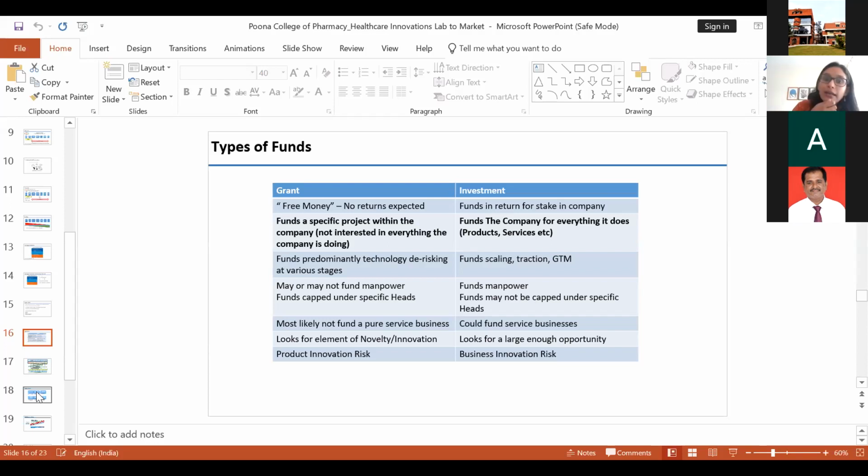But if you look at investments which come in slightly later in the course of your journey, which is for selling the product in the market, go-to-market strategies to show that the product works in the market, it will fund manpower, but it may not fund technology development. It could fund a service business, and they look for very large opportunities. They want to know what is the potential size of customers that you will be serving, and they are willing to bear a business innovation risk.